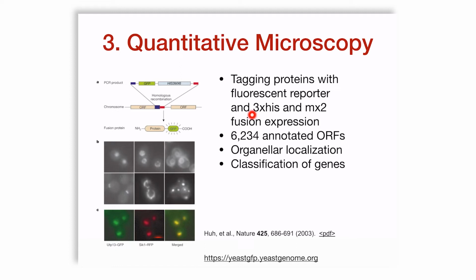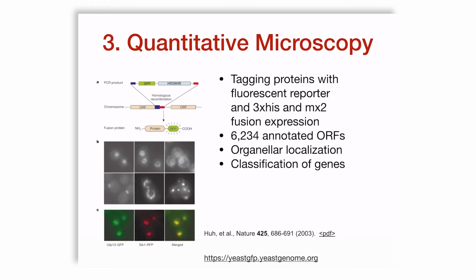By using both hexahistidine and MX2 fusion expressions, in this group study published in 2003, the group of the authors Hu and company managed to annotate, in other words, identify the localization and perhaps speculate about the function of 6,234 ORFs, in terms of open reading frames. This was done, of course, by introducing this genetic tagging method on the chromosome, on the yeast chromosome.